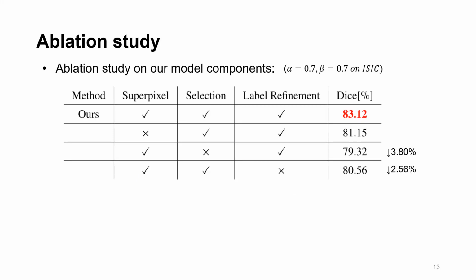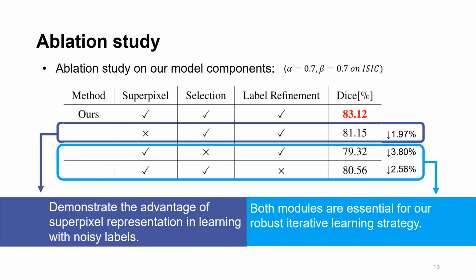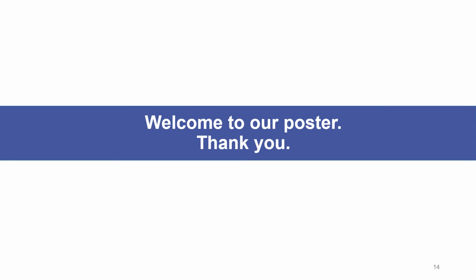Ablation study on our model components shows that changing superpixel to pixel representation brings a performance drop of nearly 2%. This demonstrates the advantage of superpixel representation in learning with noisy labels. Besides, ablating the selection module or the label refinement module both lead to a performance drop, which validates that both are essential for our robust iterative learning strategy. Welcome to our poster.